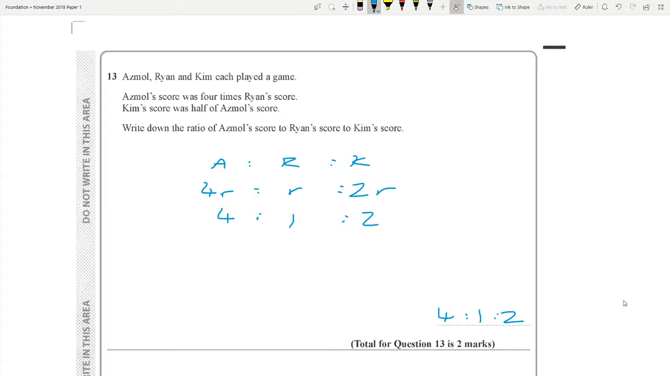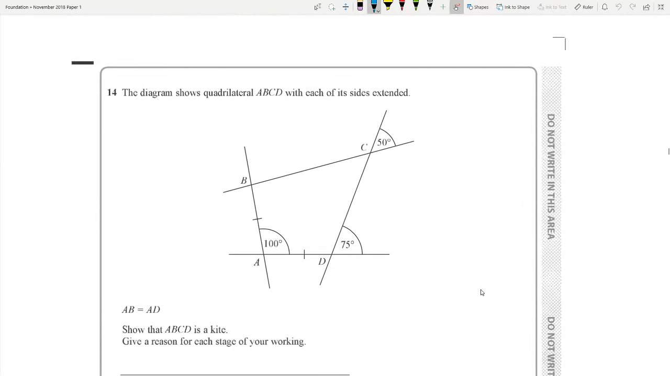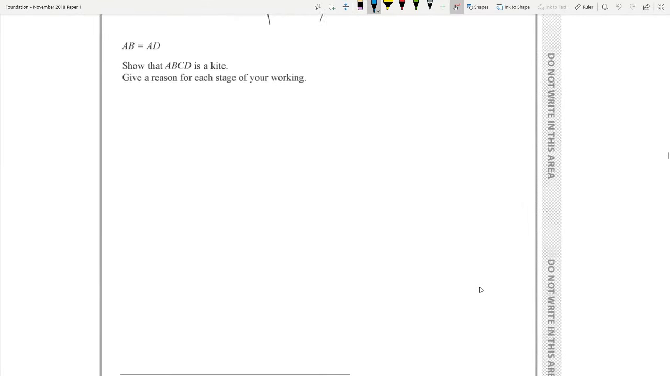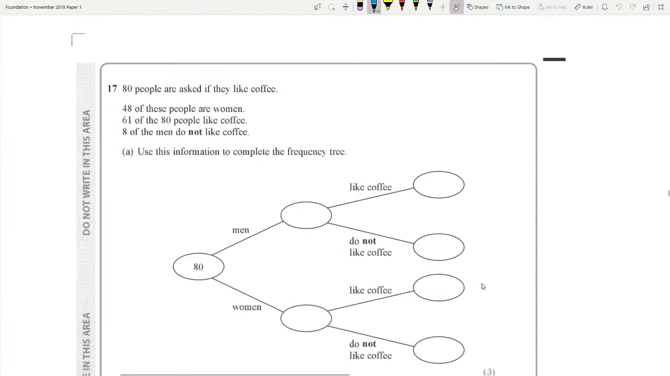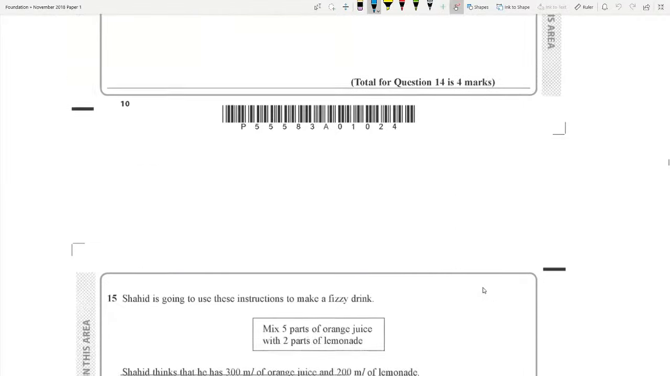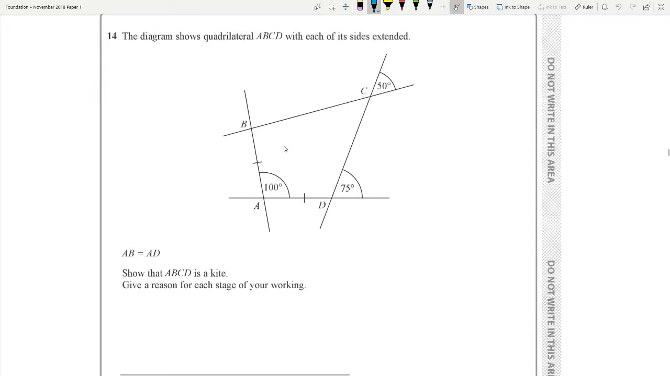Okay, let's carry on. Question 13 was done. Question 14 next. Let me just check something, one second. Coming back to question 14. The diagram shows quadrilateral ABCD with each of its sides extended. So here's ABCD.